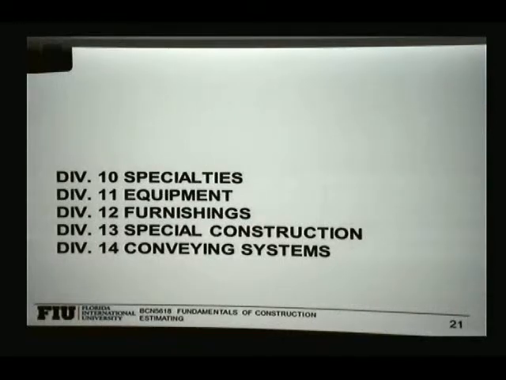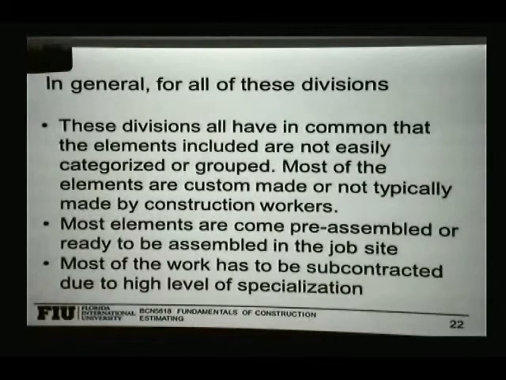Then we have this group of 5 divisions. They normally come in that bundle because they are specialties, things that we don't build on site. We buy them and then have them installed, or install them with our crew. They are not easy to categorize or group. Some people put these elements in different areas of the estimate.